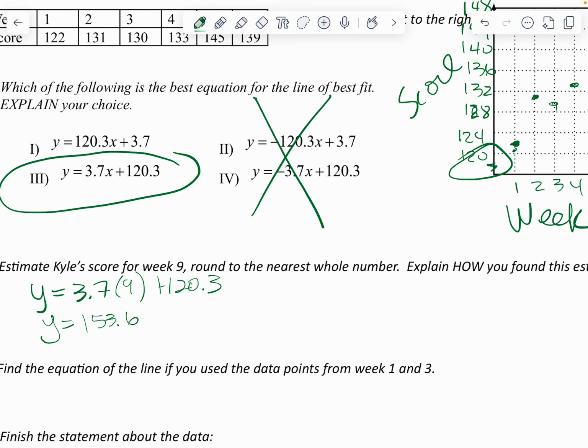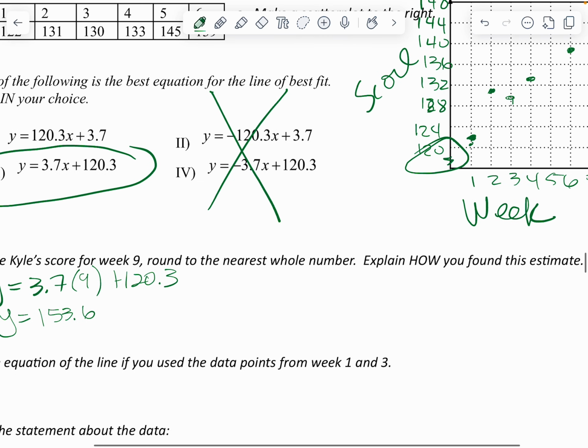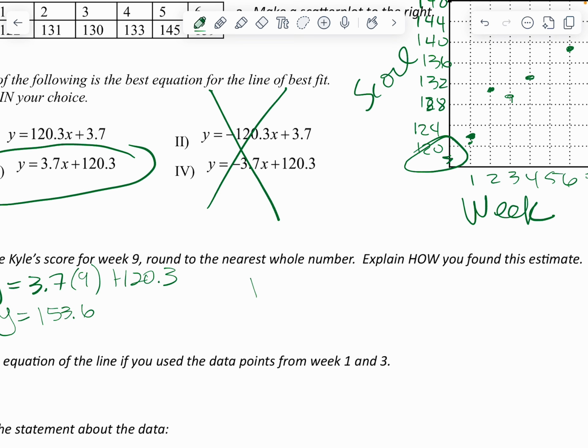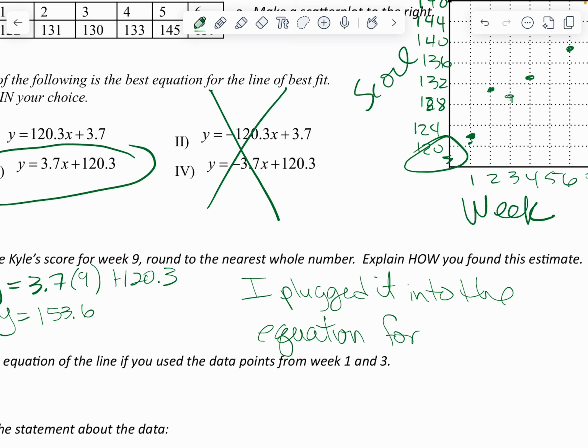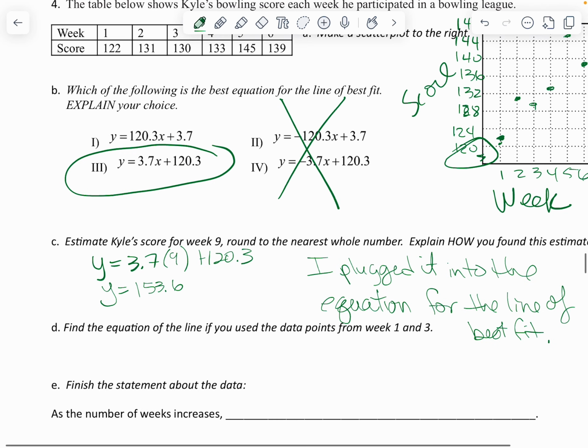Okay, how do you explain how you found this? I plugged it into the equation for the line of best fit. Okay? Oh, and we're talking points, so you should probably round that to 154.